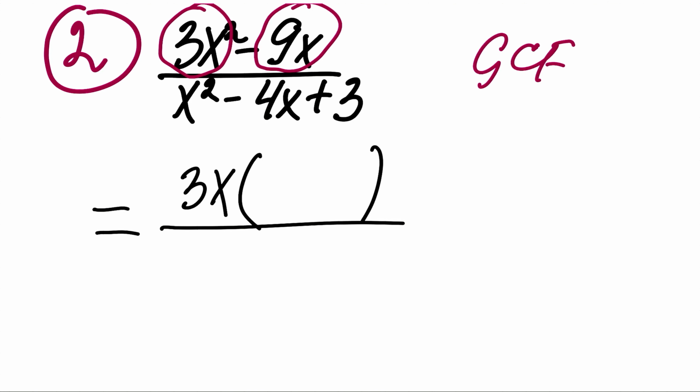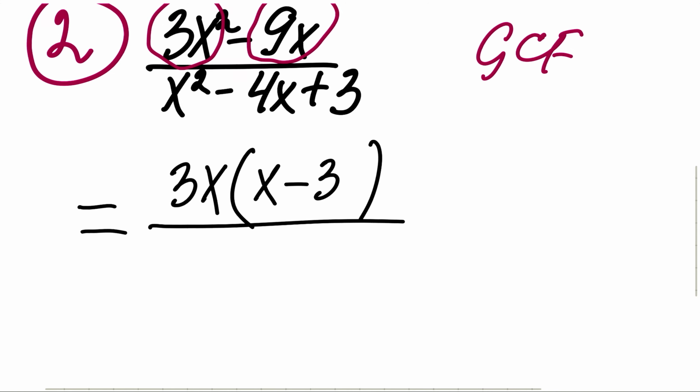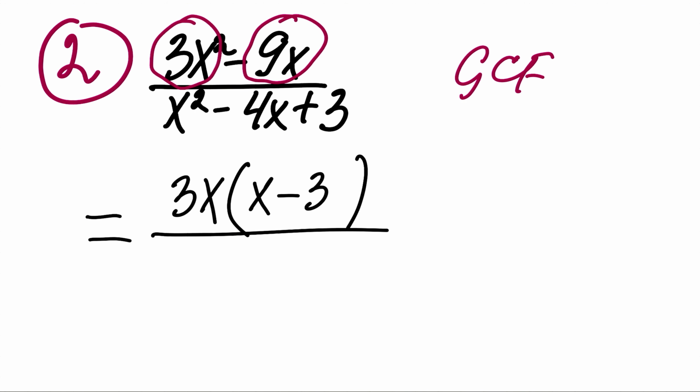What's left over? So 3x squared divided by 3, you are gonna be left with just x. We wanna keep the sign. So 9 divided by 3 is gonna be 3. And x is outside, so nothing more. Perfect. We are done with the top. Now let's move on to the bottom.